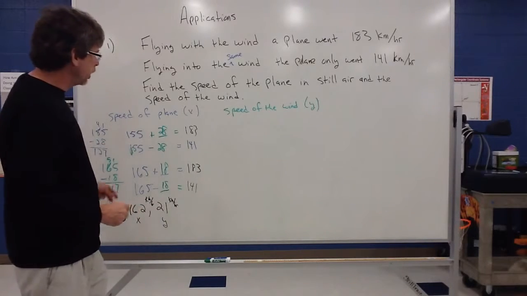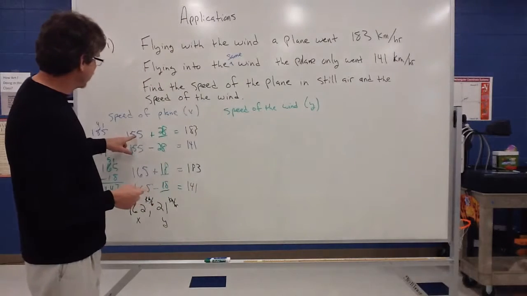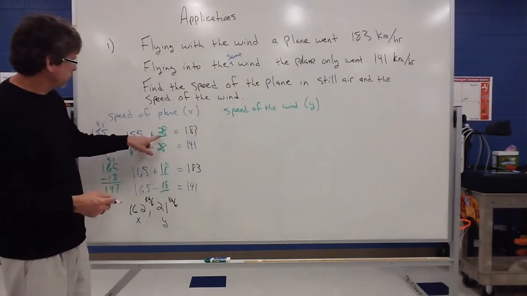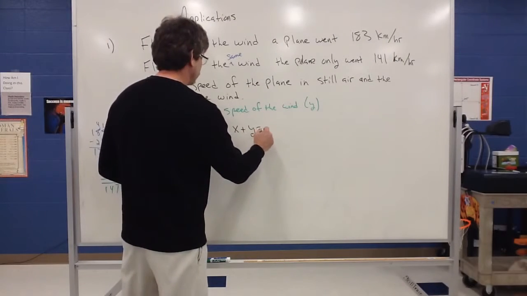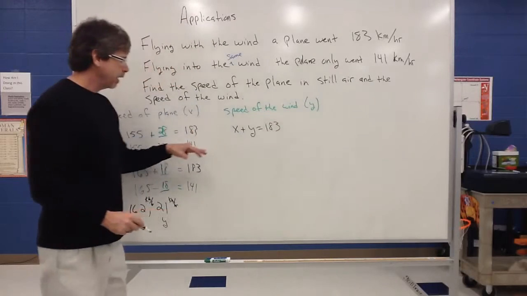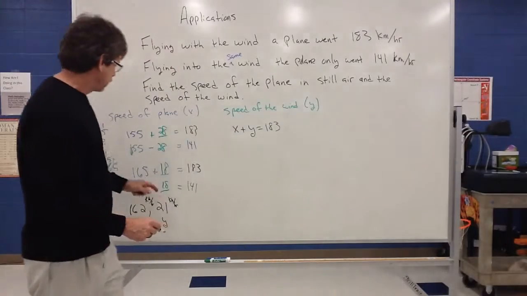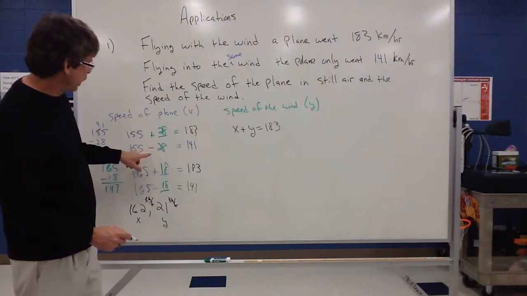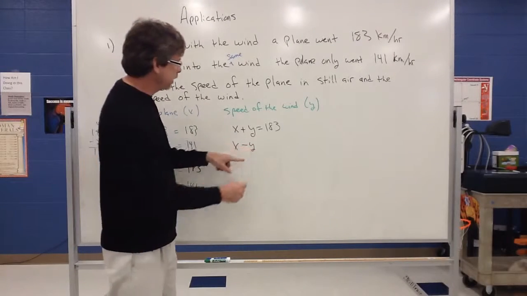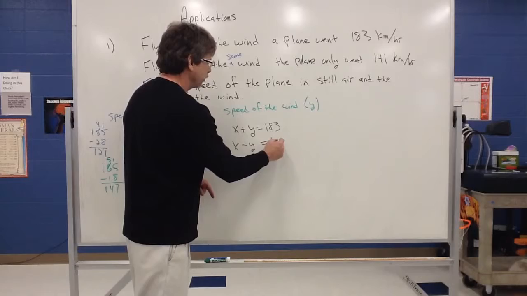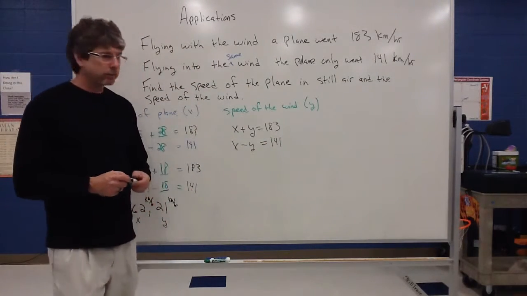What I'm picking up about doing trial and error is that it actually shows me a pathway to the equation. Notice how the speed of the plane is x, the speed of the wind is y. I can write the equation x plus y is equal to 183. So I can write that equation as is, using our unknowns. I can also go x minus y, the speed of the plane minus the wind speed is going to give me 141. So what I can create are 2 linear equations.